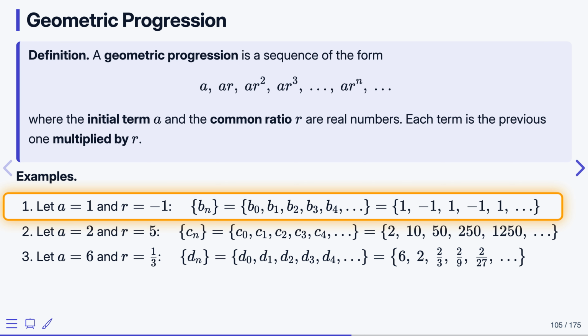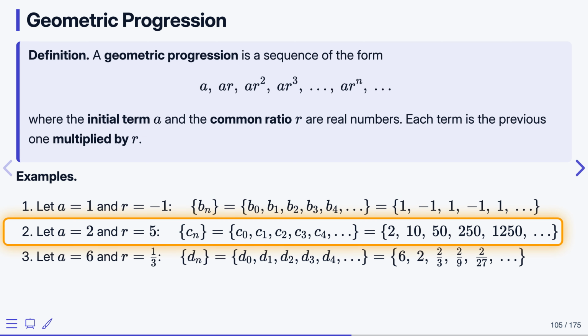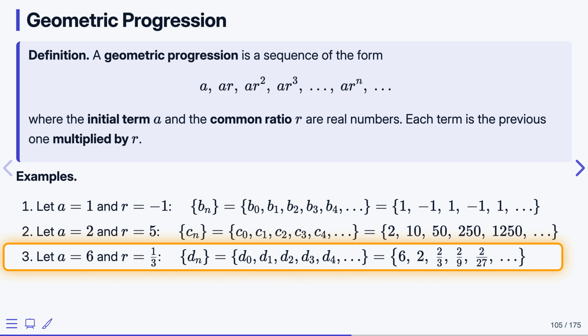In the first, a is 1 and r is minus 1. Multiplying by minus 1 each time just flips the sign, so we get 1, minus 1, 1, minus 1, alternating forever. In the second, a is 2 and r is 5. Each term is 5 times the last. 2, 10, 50, 250, 1250. In the third, a is 6 and r is 1/3. Each term is 1/3 of the last, so the numbers shrink. 6, 2, 2/3, 2/9, 2/27.